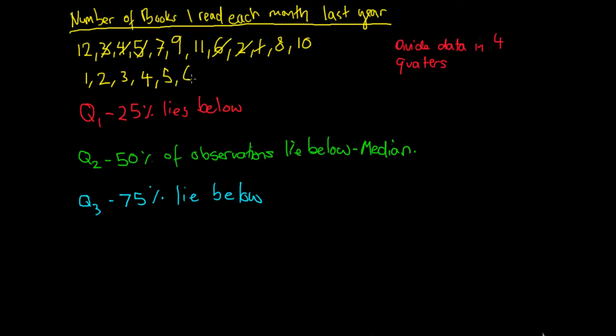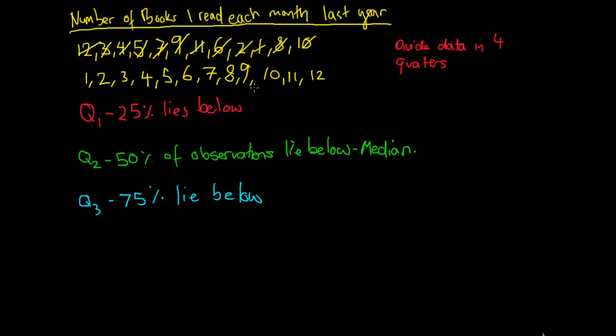Then April was 5. Then August was 6. Then May was 7. Then November was 8. Then June was 9, December was 10, July was 11, and January was 12. So conveniently, after I've kept this data, it's somehow managed to make up the numbers 1, 2, 3, 4, 5, 6, 7, 8, 9, 10, 11, and 12. So I had a fairly strange book reading year.